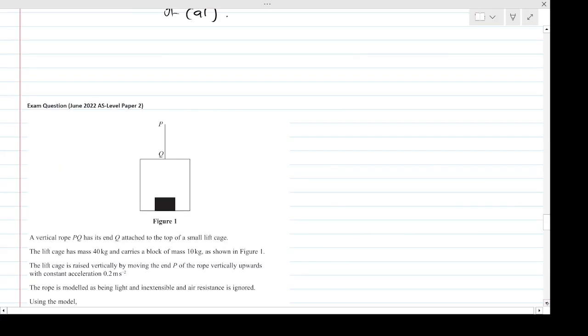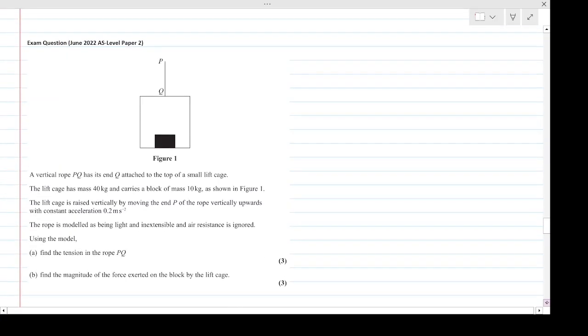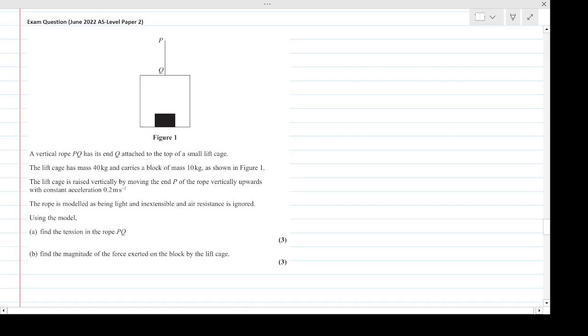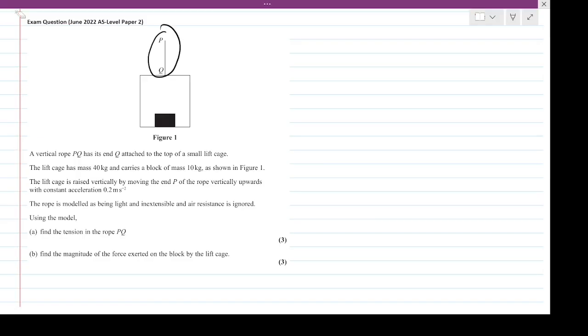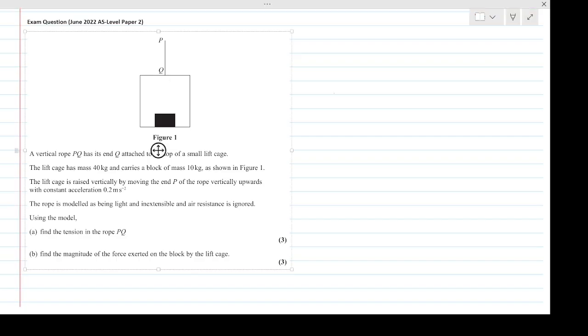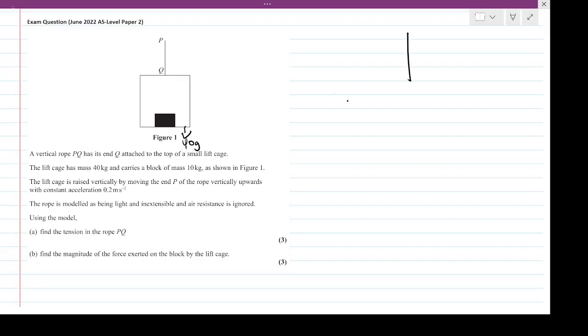But there we are. So we've got this final exam question here, which is going to look at the second type of problem we looked at. Now we're told a vertical rope PQ, you can see here, has its end Q attached to the top of a small lift. The lift has a mass of 40, so that means it's going to be 40 G down. The weight of the lift is going to be 40 G, and it carries a block of mass 10. So the block will also have a mass of 10. In fact, I'm just going to draw it myself. I don't want to make it messy.